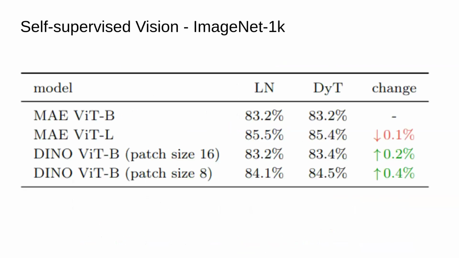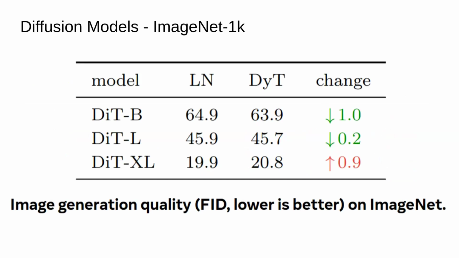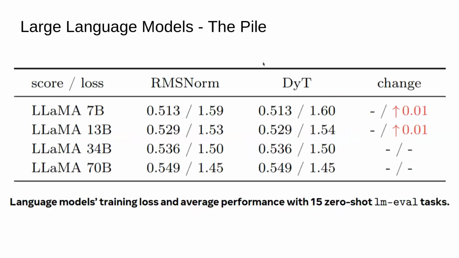And then they do the same for self-supervised vision. So this is now masked autoencoder and then DINO. These are two self-supervision methods. And you get, again, the same picture. The results are pretty much the same. Here, in one case, the LN was a little bit better, 0.1%, but this is honestly not significant, I think. So it's probably just some kind of randomness. For diffusion, again, they do it for diffusion transformers and look at the FID, and you get the same idea. So it's the same, right?